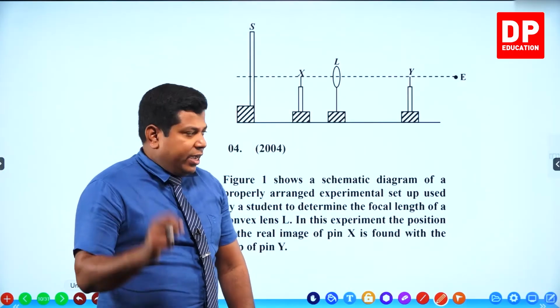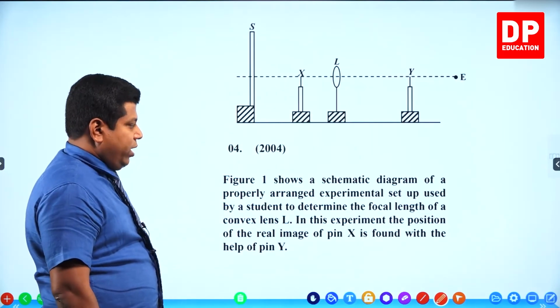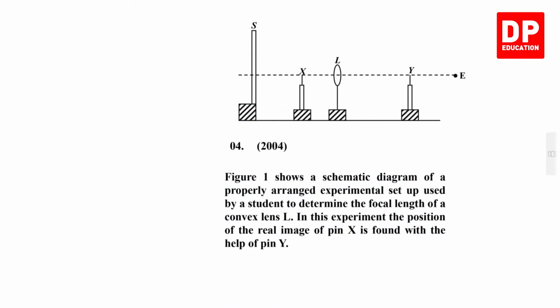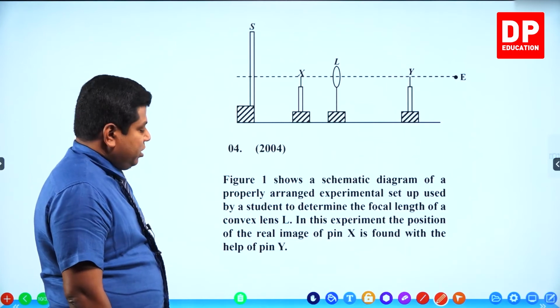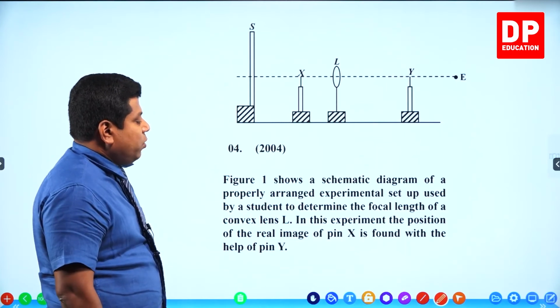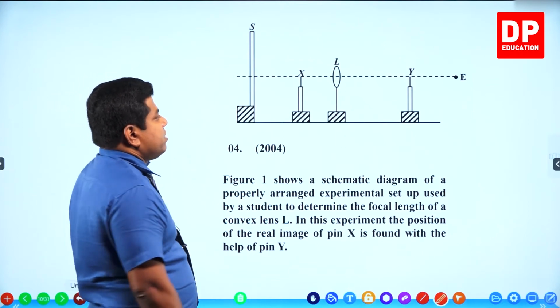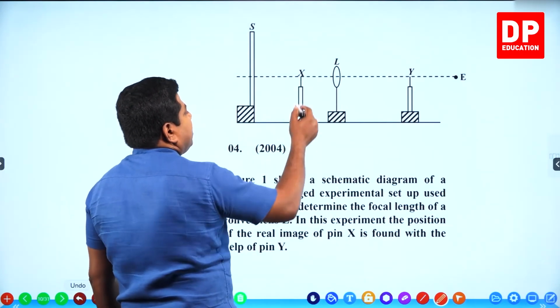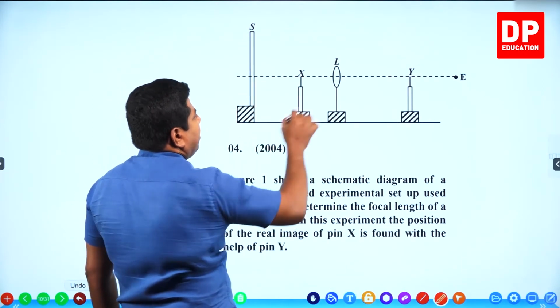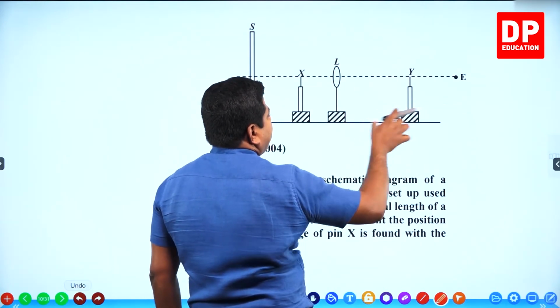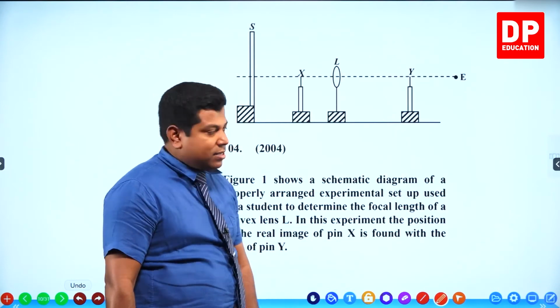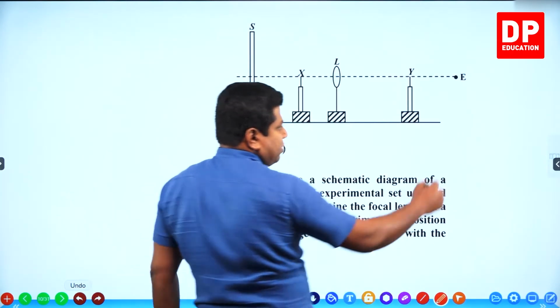Okay, first I have taken a question from the 2004 advanced level paper. Figure 1 shows a schematic diagram of a properly arranged experimental setup used by a student to determine the focal length of a convex lens L. In this experiment, the position of the real image of pin X is found with the help of pin Y. Understand this is the object pin. This is the screen. The lens is here. He is going to move this pin forward and backward to locate the image of X. This is where his eye is going to be, E.